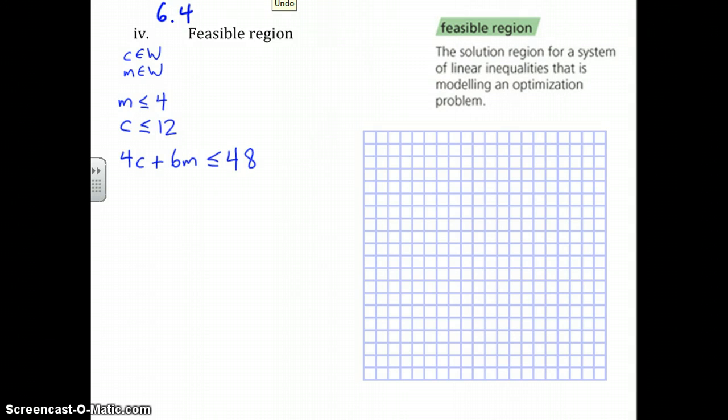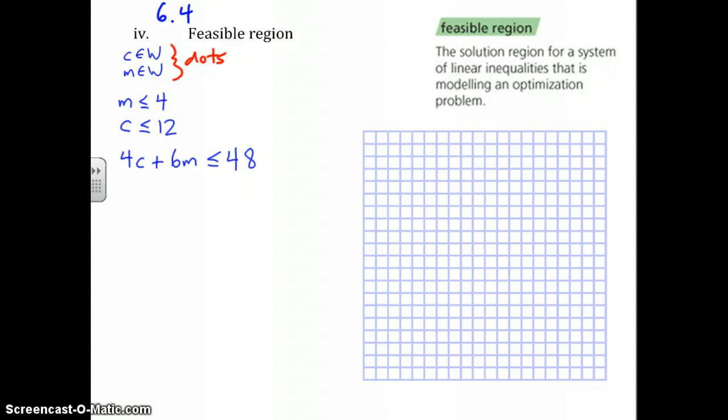So I've got the information there. We've got that C is a whole number, M is a whole number, and then we've got our three constraints, our three linear inequalities. Keep in mind, since they're whole numbers, our solutions are actually just going to be dots. I'm going to save that until the end, because that can get very difficult to graph by hand.